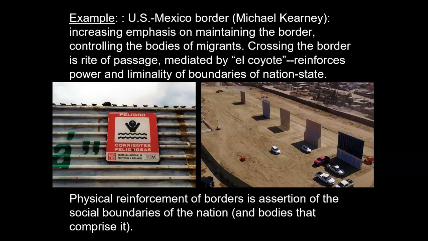I'll give you one other example, which is an example from the work of Michael Kearney about, in particular, the U.S.-Mexico border. This is, again, another example of this body politic. And what Kearney writes about is this sort of increased emphasis on border control, and particularly in controlling the bodies of migrants, and how the sort of fetishizing of the border is both about controlling the movement of individual bodies and shoring up the boundaries of the nation state, and really asserting which bodies can comprise that nation.